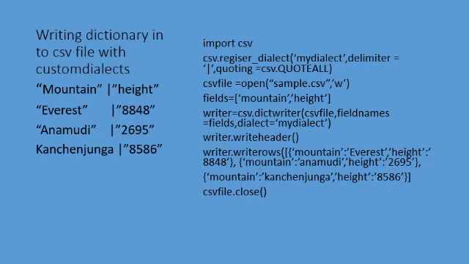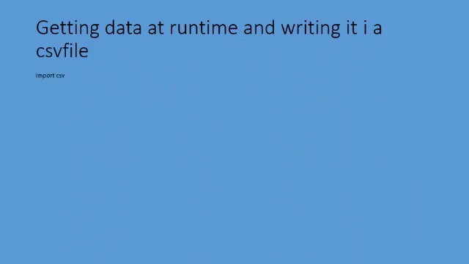So here Kanchenjunga, sorry, here I forgot to put the double quotes. Here also double quotes will be coming. All the things will be displayed in double quotes. Students, do the corrections here. Kanchenjunga also will be displayed with double quotes. That's all. So next type we can see: getting the data at runtime and writing it in a CSV file.